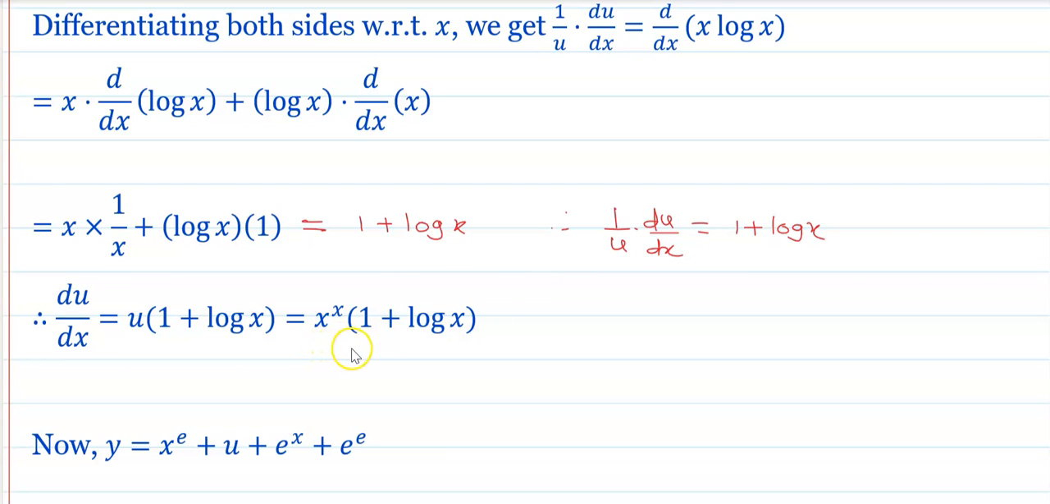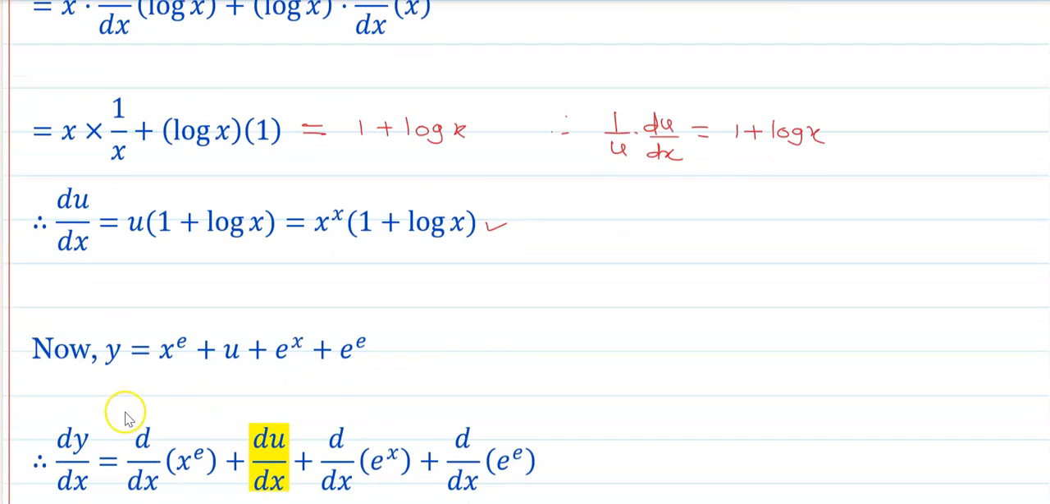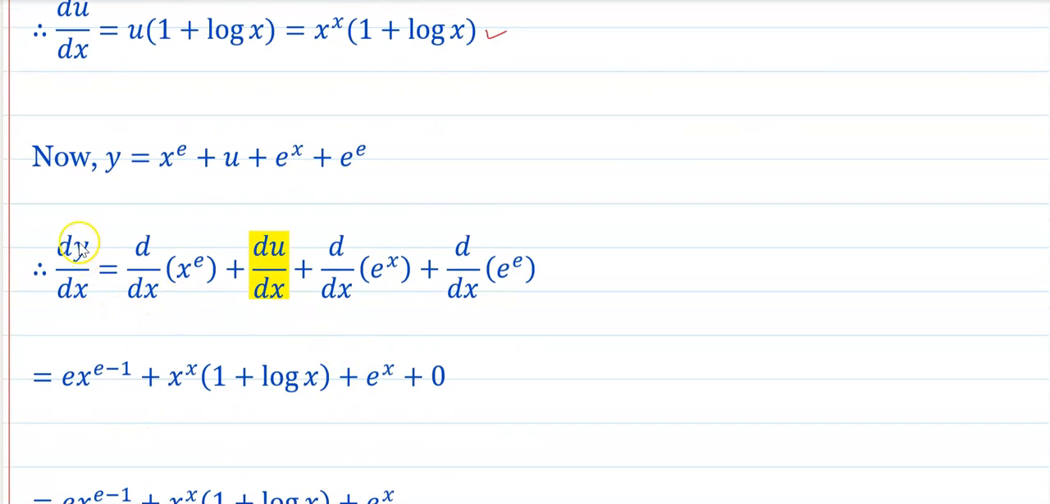Substitute the value of u, x raised to x. Therefore du by dx is equals to x raised to x in bracket 1 plus log x. But now we have y is equals to x raised to e plus u plus e raised to x plus e raised to e. Differentiate on both sides. Therefore dy by dx is equals to d/dx of x raised to e plus derivative of u, that is du by dx, plus derivative of e raised to x, that is d/dx of e raised to x, and last is d/dx of e raised to e.